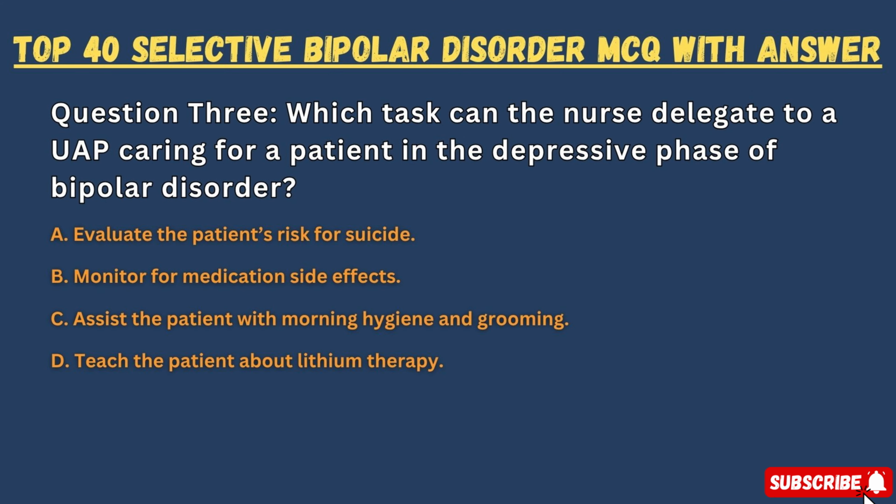Question 3. Which task can the nurse delegate to a UAP caring for a patient in the depressive phase of bipolar disorder? A. Evaluate the patient's risk for suicide. B. Monitor for medication side effects. C. Assist the patient with morning hygiene and grooming. D. Teach the patient about lithium therapy.